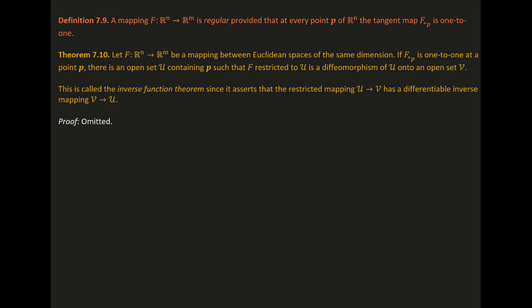A diffeomorphism is a function whose inverse exists, and that function and its inverse are both differentiable. We don't expand on this point here because this is more of an analysis topic and less important to prove in differential geometry. We call this theorem the inverse function theorem, since it asserts that the restricted mapping U to V has a differentiable inverse mapping V to U.